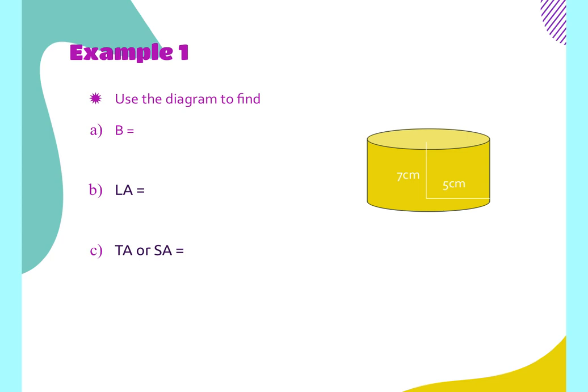All right, so example 1 says use the diagram to find. The first thing is the base area. Because the base is a circle, this is pi r squared. The r is 5 squared, so this would be 25 pi. If it said leave in terms of pi, I'd stop there. If it actually wanted you to get the decimal, I would multiply 25 times pi, and I'd get 78.5. Both of them would be centimeters squared because it's area. That is the area of one base.